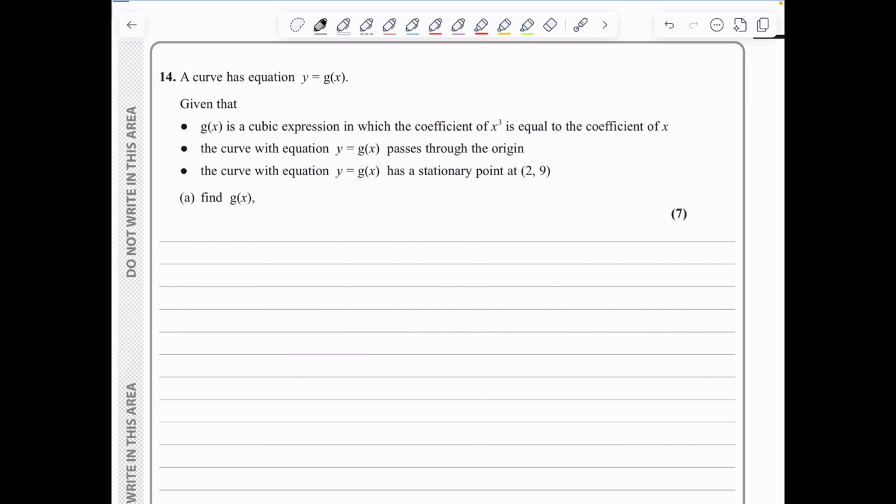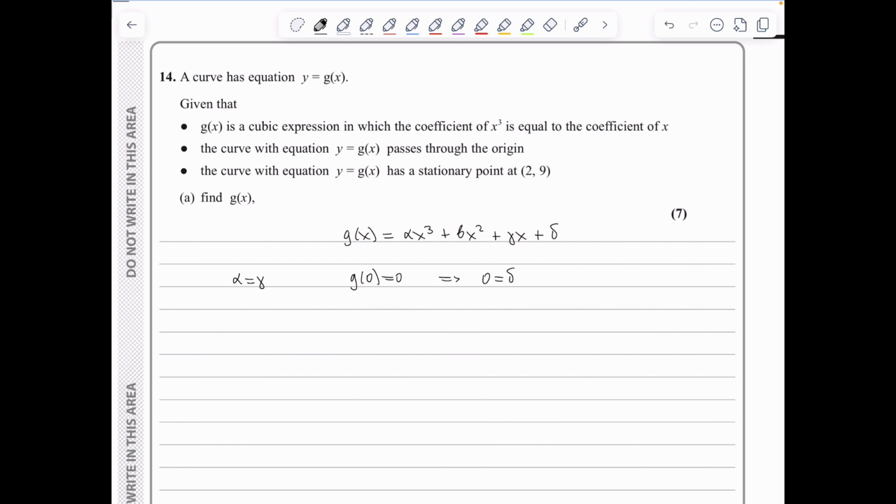So I will start by proposing a general form for g of x. I'm going to say that g of x is alpha x cubed plus beta x squared plus gamma x plus delta. So this is the expression for a general cubic. Well, we have been told that the coefficient of x cubed is equal to the coefficient of x. So this means that alpha is equal to gamma. And we also know that we pass through the origin. This means that g of 0 is 0, which simply means that 0 is the value of delta.